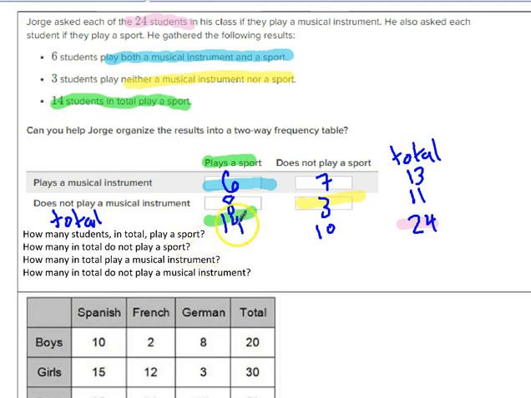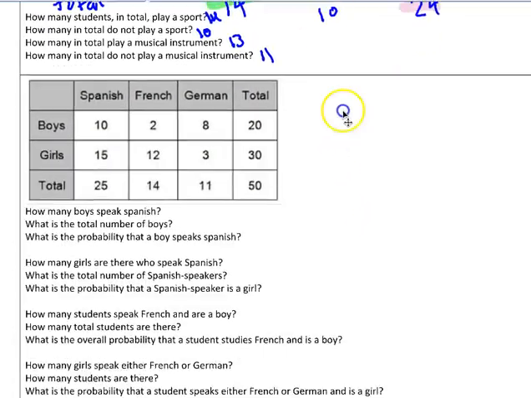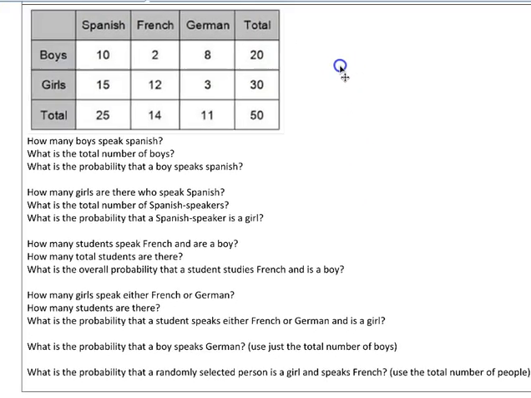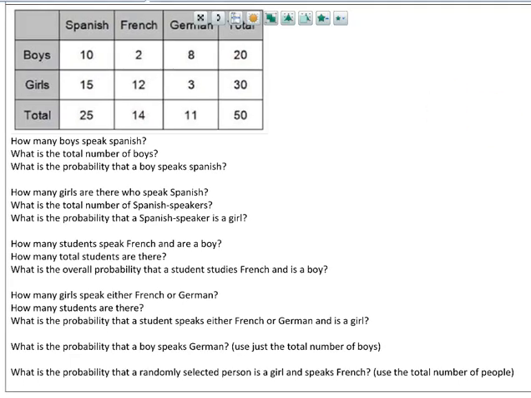How many play a sport? 14. How many do not play a sport? 10. How many play a musical instruments? 13. And how many don't is 11. Okey-doke. All kinds of probability questions you can ask for a question like this.